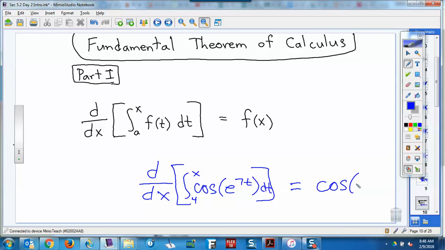Cosine, e to the 7x. That's the answer. Why is that the answer? Because this is the area function. The area function means what?